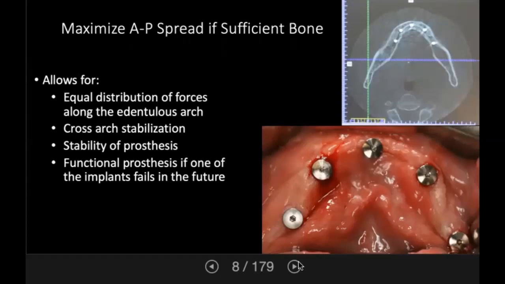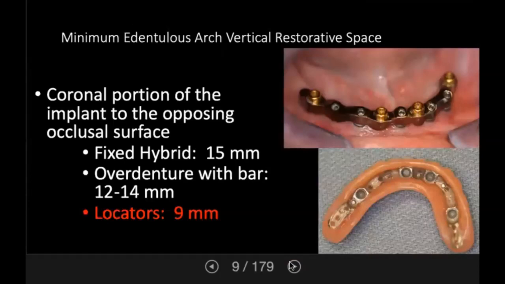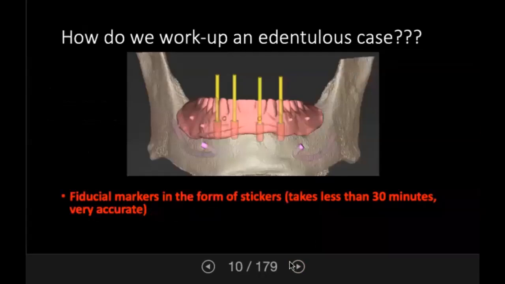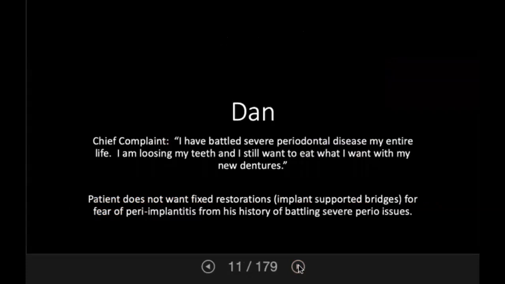Sufficient vertical restorative space must be present depending on the type of restorative prosthesis. As locator abutments enjoy a very low profile, they are ideal in clinical situations with average or less than average intra-arch spacing. Only 9 millimeters of vertical restorative space is required for locator attachments. There are multiple ways to work up an edentulous arch for implant placement. However, the simplest and most time-efficient means is with the use of fiducial markers to create an STL file for exportation. Let's review a few cases.